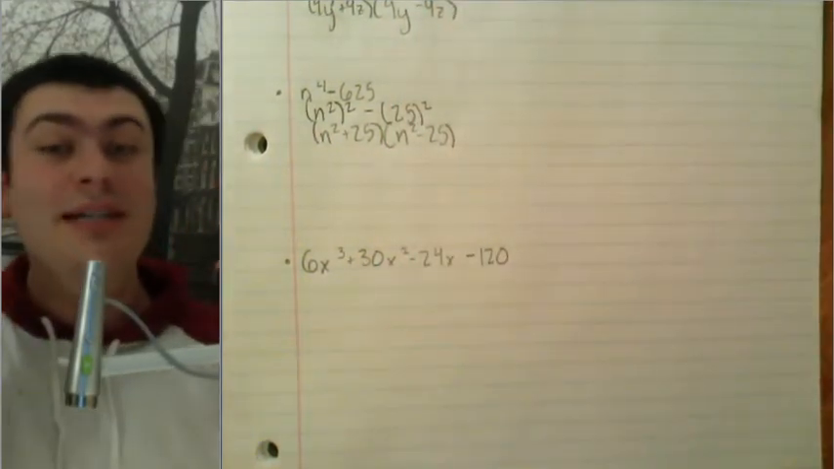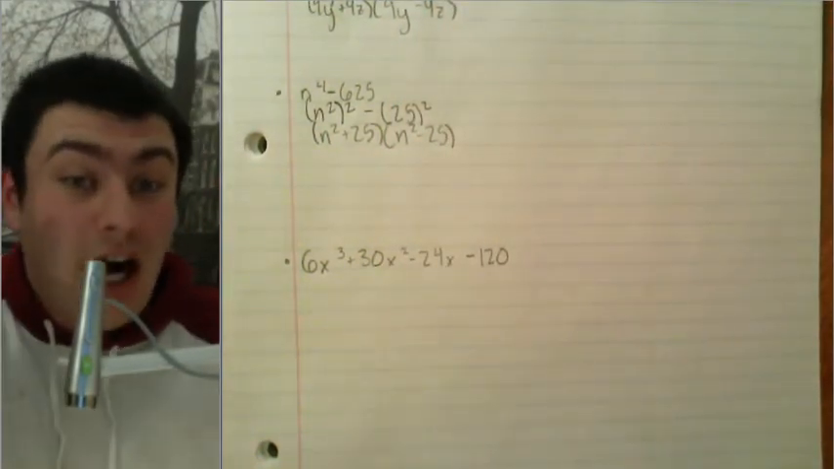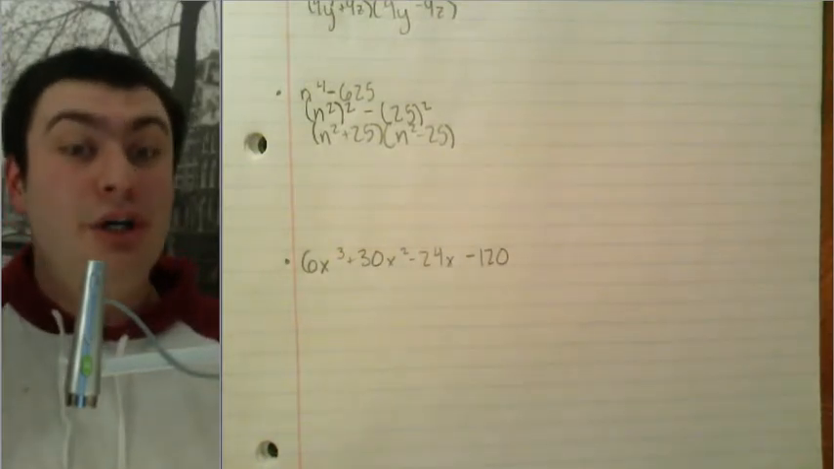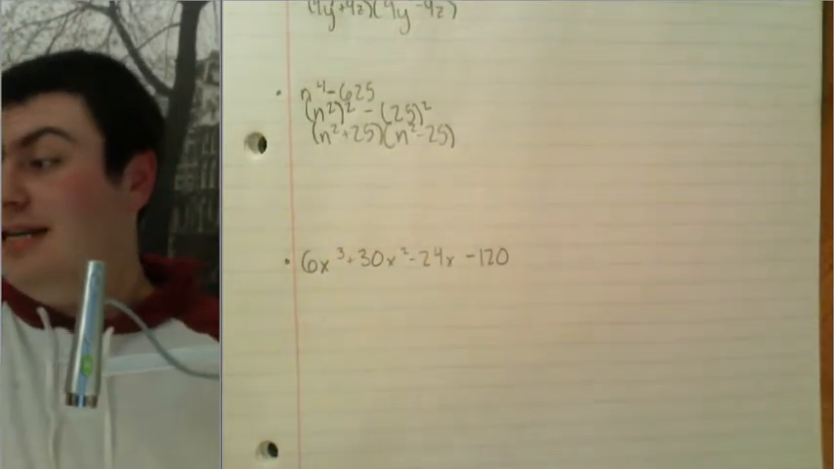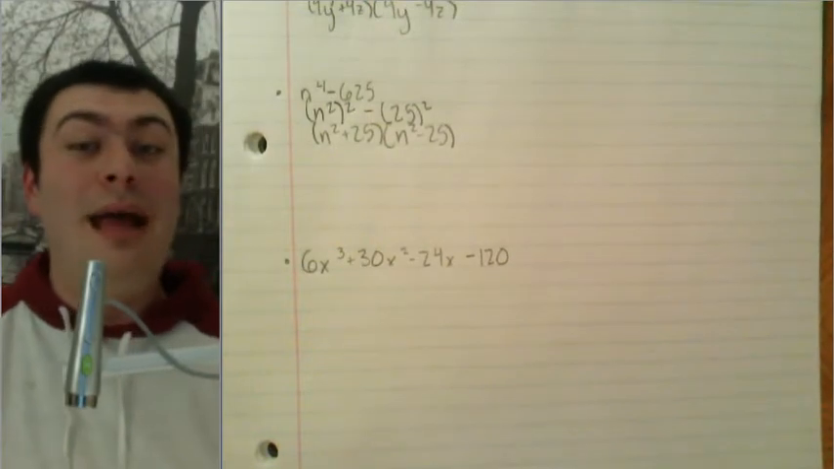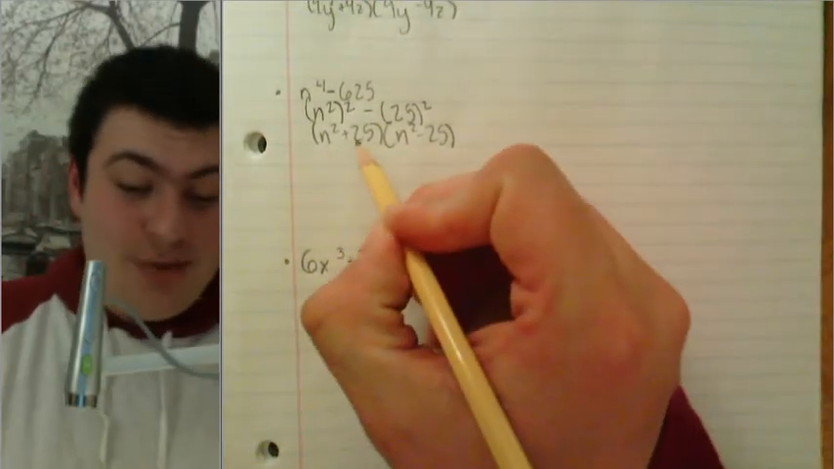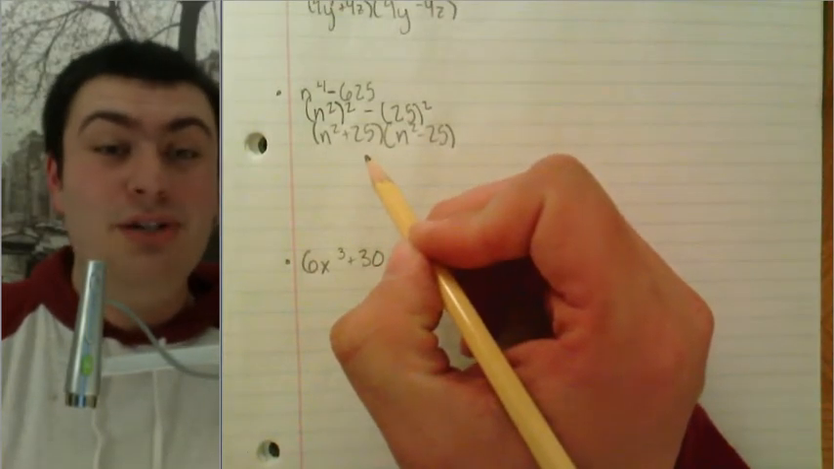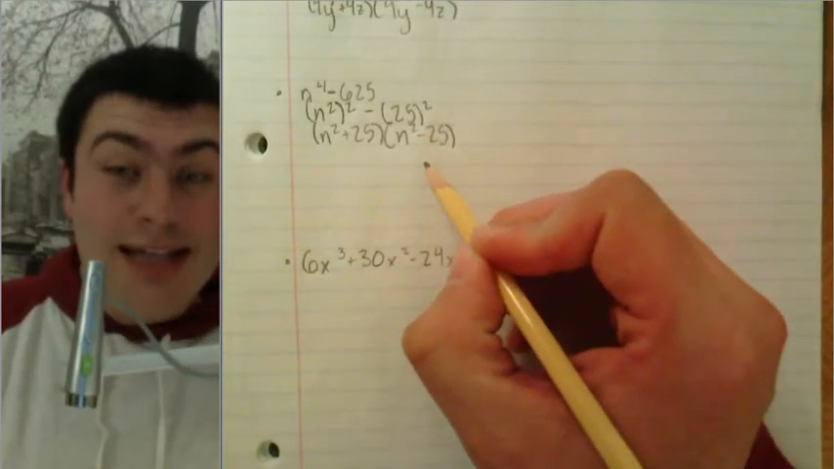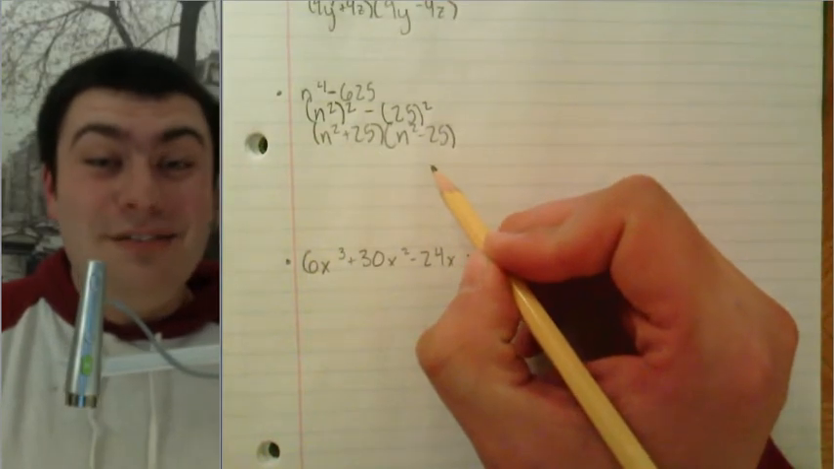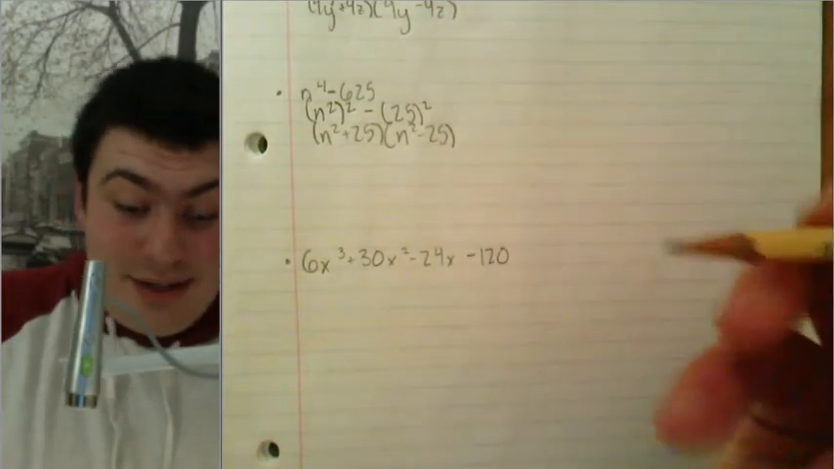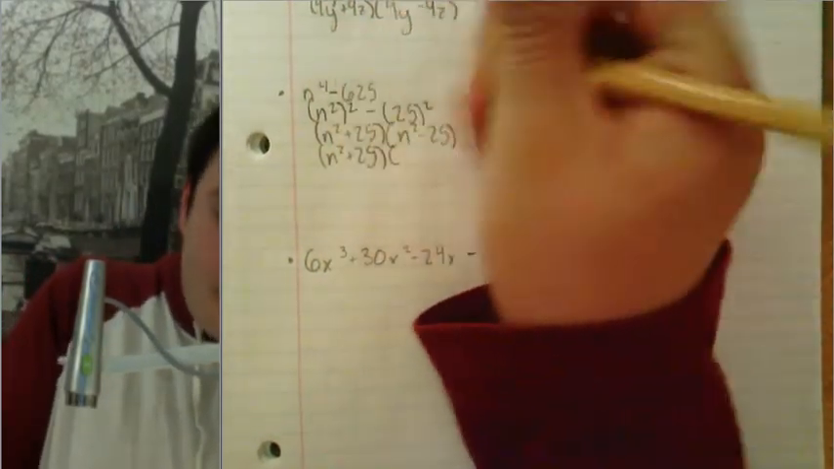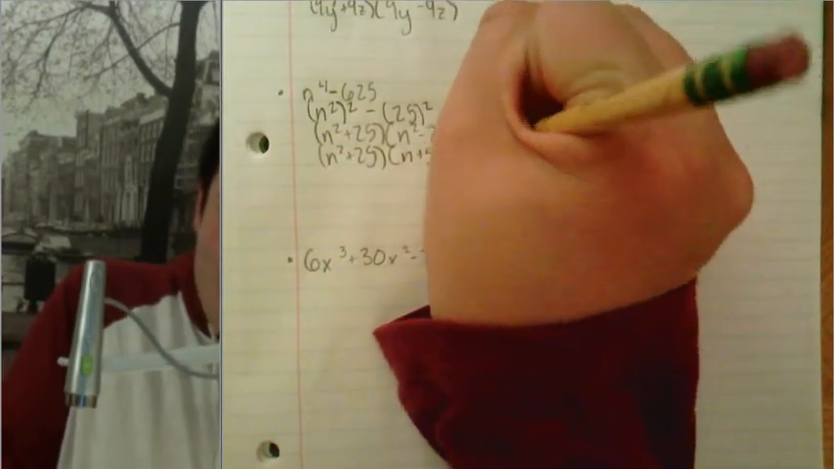Now, here's where we need to start thinking critically. Are we done? Is there any more factoring we could do? If there is not any more factoring we could do, great. But there is. N squared plus 25, sum of squares don't exist. I repeat, sum of squares do not exist. Now, n squared minus 25, that's a difference of squares in itself. In fact, we did it earlier. So we have n squared plus 25 times the group now n plus 5 times the group n minus 5.